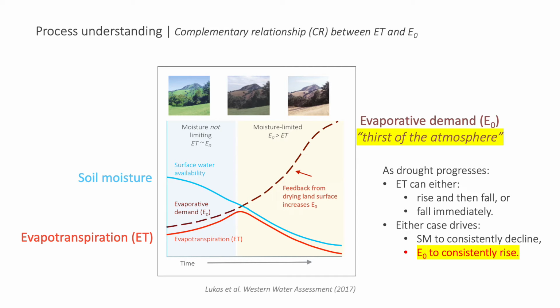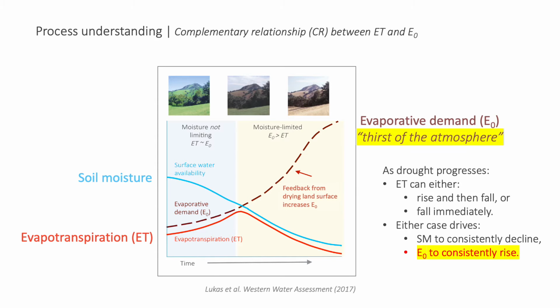Well, hopefully this graphic shows us as we progress through drought from left to right. Here we see their relations as that drought develops. Evapotranspiration may increase because it's warmer or sunnier, and evaporative demand will also increase in response to those same drivers. But eventually evapotranspiration will crash as moisture becomes no longer available, but evaporative demand, due to feedbacks from the drying land surface, that complementary relationship, increases. This makes it a really robust metric of drought and led to the development of EDI, the Evaporative Demand Drought Index.